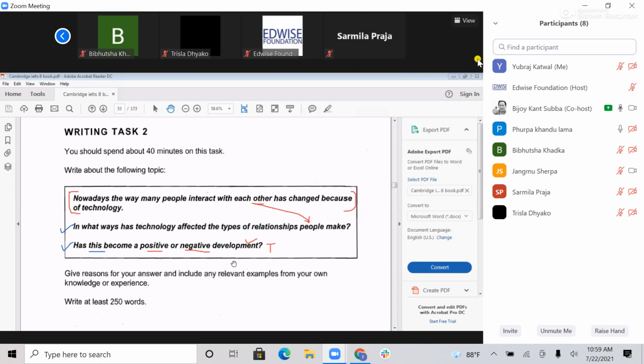So there's a whole lot of flexibility. Remember, the examiners never say you have to write it exactly this way. There are different ways of writing this, so I leave it to you. Maybe body paragraph 1, as I said, one positive effect and one negative effect. Body paragraph 2, whether it's been a positive or negative development, and in the conclusion you summarize. Another way: body paragraph 1, you write about the positive effects of technology. Body paragraph 2, the negative effects of technology. Conclusion, whether it's been positive or negative overall.